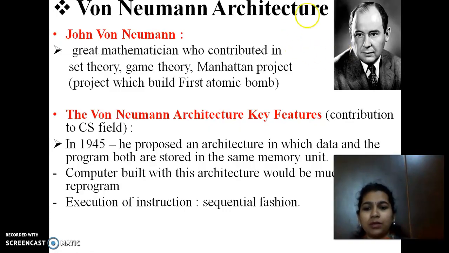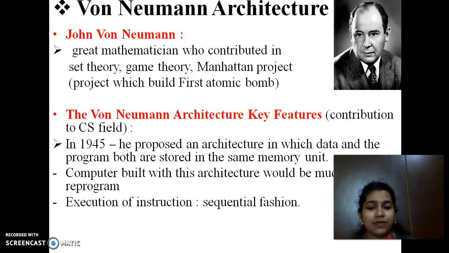So John von Neumann proposed such an architecture in which data and the program both are stored in the same memory unit. He proposed an architecture which was able to store both programs and data in the same memory. Now what happened with this innovation? If both the data and programs are stored in the same memory, obviously if we want to re-execute a program or rebuild a new program, it becomes easier for a programmer.